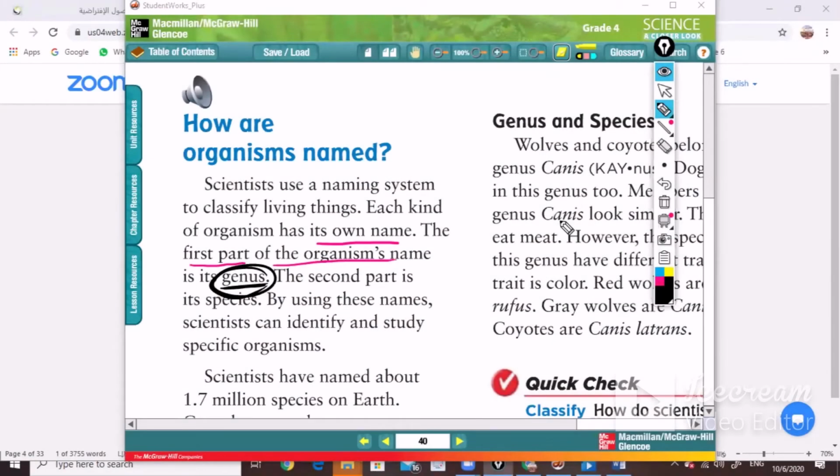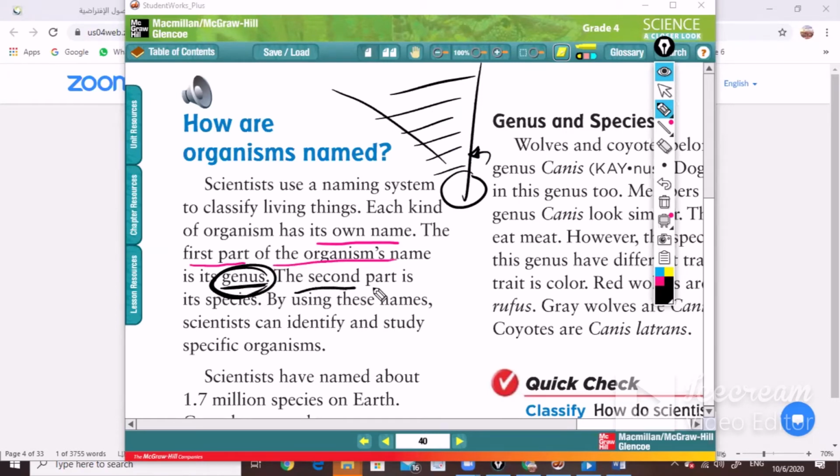What is the genus? If you look at the 6 or 7 levels of organism classification, here is species, and before species, here we have the genus. That is the genus I'm speaking about. The second part of the name will be the species. Now by using this name, we can classify, identify, and study all organisms that we have.